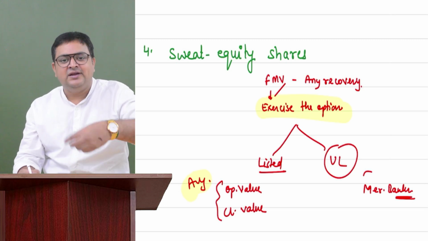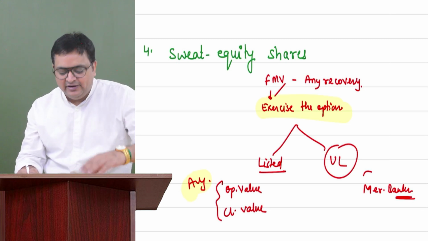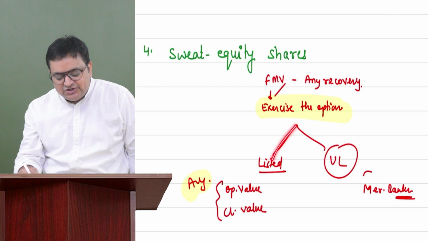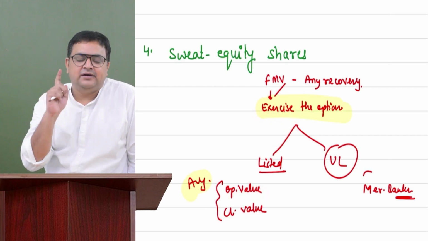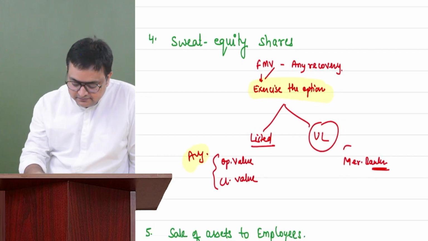So if the question paper is at a difficult level, then they will tell you that it's a listed share, and they will give you the opening value and closing value of this date. So please take the average of it.